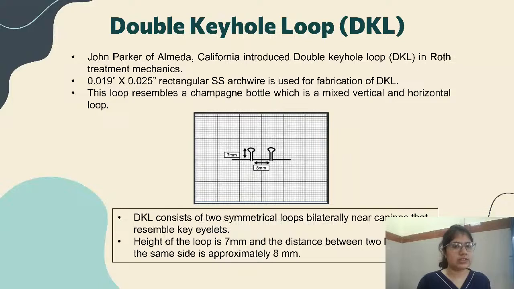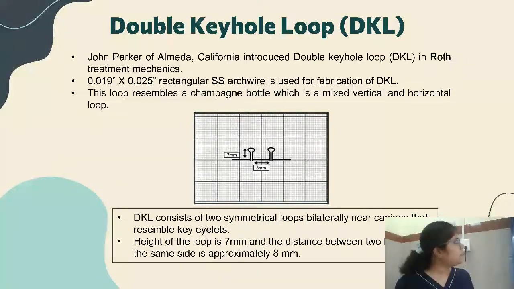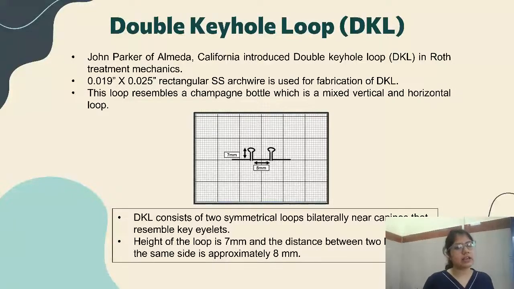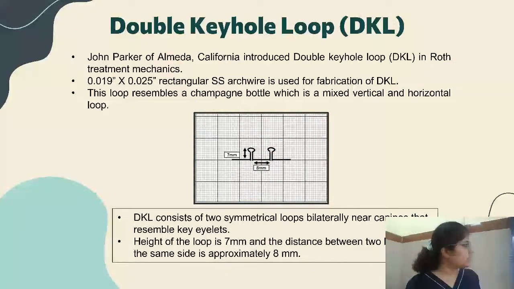Then double keyhole loop. John Parker of Armenda, California, introduced the double keyhole loop in Roth treatment mechanics. A 19x25 rectangular SS arch wire is used for fabrication of DKL. This loop resembles a champagne bottle, which is a mixed vertical and horizontal loop. So DKL consists of two symmetrical loops placed bilaterally near the canines that resemble key eyelets. Height of the loop is 7 mm, and the distance between two loops of the same side is approximately 8 mm.